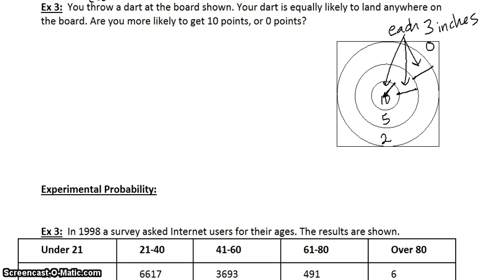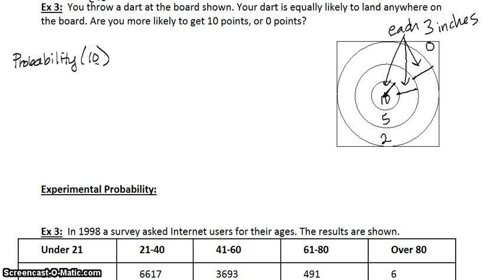So looking at this dartboard, each of the rings has a distance of 3 units here, and the radius of the center circle is also 3. I know that my picture is not drawn to scale, so the center circle should be a little bigger there. Sorry. But it does have a radius of 3. So here are the point values: 0 if you get outside, 2, 5, and 10. The question is, if your dart is equally likely to land anywhere on the board, are you more likely to get 10 points or 0 points? Essentially, we need to figure out the probability of both of those happening.